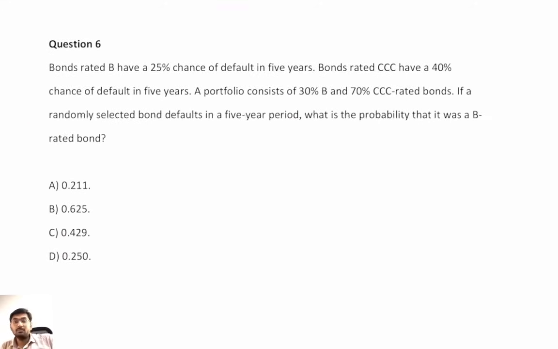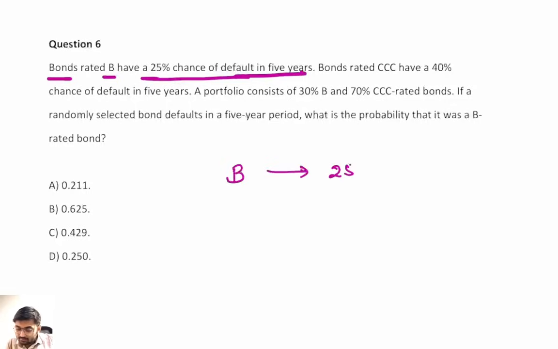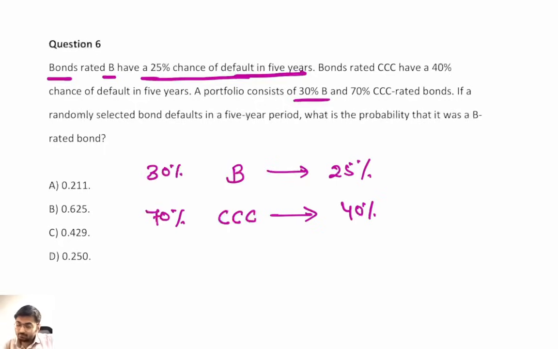Coming to question number 6. Now there is a bond here, and a bond rated B has 25% chance of default in the 5 years. There is a bond and we have the rating of B, and for a B rated bond, there is a chance that it will default. And what is the probability? 25%. Clear? There is another bond, triple C. What is the probability that this bond will default? 40%. Clear? A portfolio consisted of 30% of B and 70% of triple C.